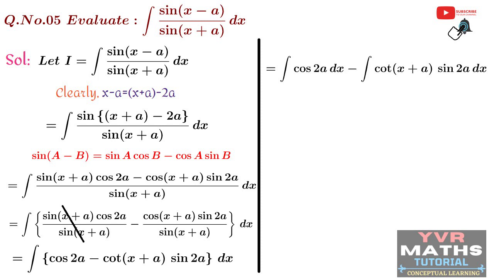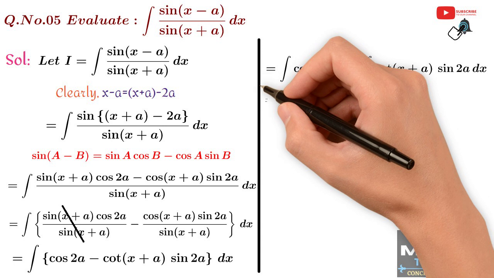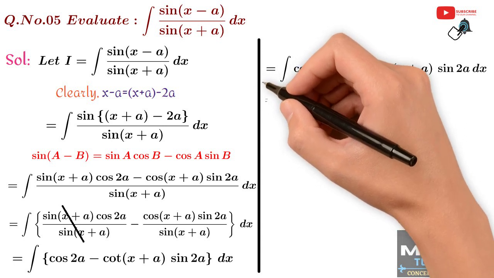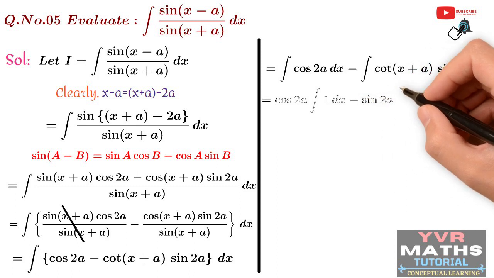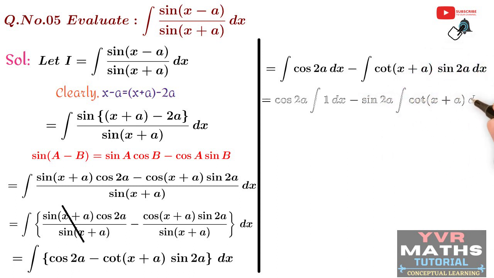So I am going to write these constants outside of integration. Then the next step is cos 2a into integral 1 dx minus sin 2a into integral cot of x plus a dx. So the first integral is clearly in the form of integral 1 dx, which is x, and the second integral is in the form of integral cot of ax plus b. So we know the formulas for these two.